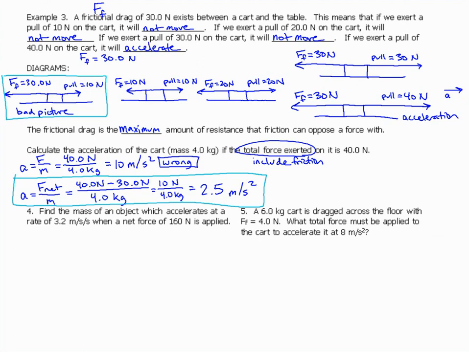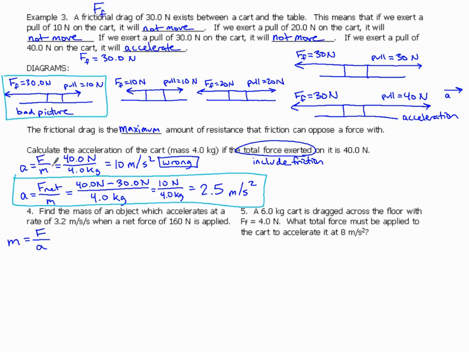Number 4, find the mass of an object which accelerates at a rate of 3.2 meters per second squared when a net force of 160 newtons is applied. Find the mass of an object. So the mass is the force divided by the acceleration. Just a quick rearranging of this formula up here.